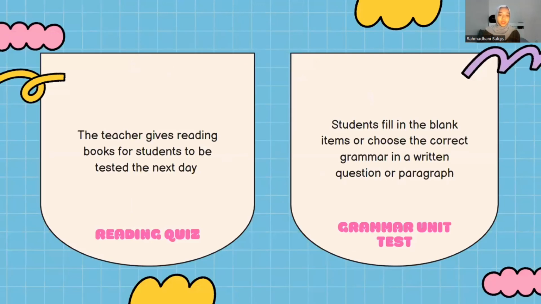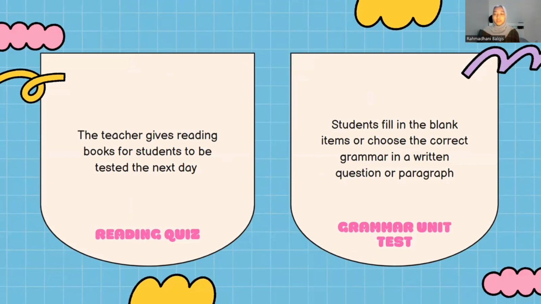The first is the reading quiz. In a reading quiz, the teacher gives reading books for students to be tested the next day. The purpose of the reading quiz is to check how far students understand the content of the reading text, and as material for in-class discussion. And the second is the grammar unit test.